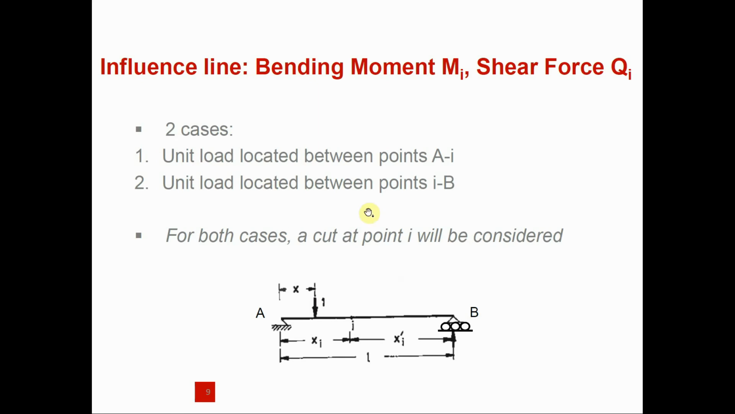Note that we have two cases: when our unit load is located between A and I, that is, when we have our unit load in this range, and likewise when we have our unit load at this other end. For both cases, a cut at point I will be considered. That is, when we make a cut here, we have it when it's loaded at this point, and likewise when it is loaded at this point. So let's proceed.